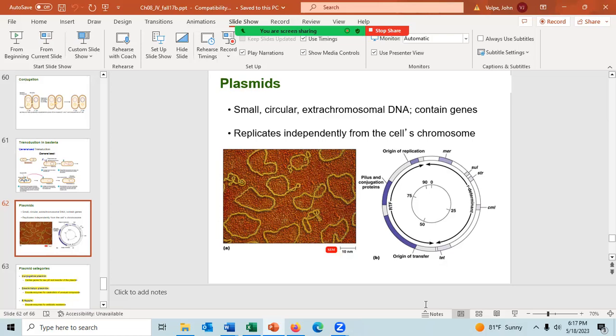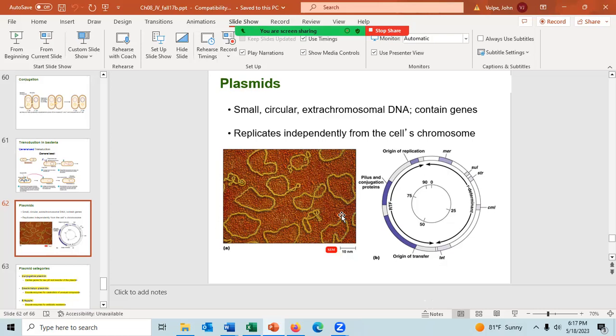In bacteria, we have something like 20,000 genes. Maybe that's a human. I don't remember. But the point is, a plasmid is very small compared to the chromosome, and it has very few genes compared to the genes on the chromosome.